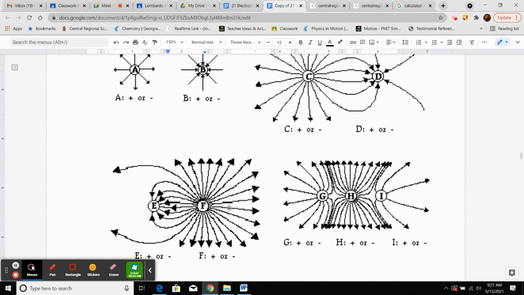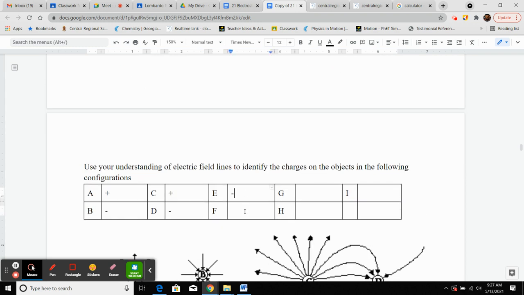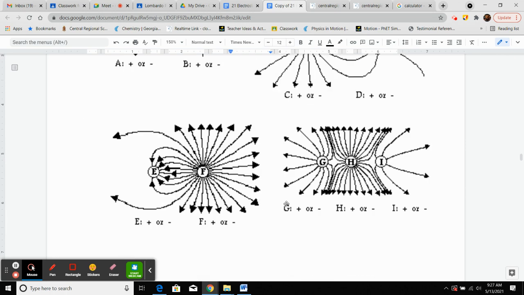E, what are they doing? Are they going into E? They are. They're coming out of F. So E would be what? Negative, and F would be positive. And then we have G, H, and I. So, oh boy, what do we got here? G is positive, right? They're coming out of G. They're all positive. Coming out of H and coming out of I.